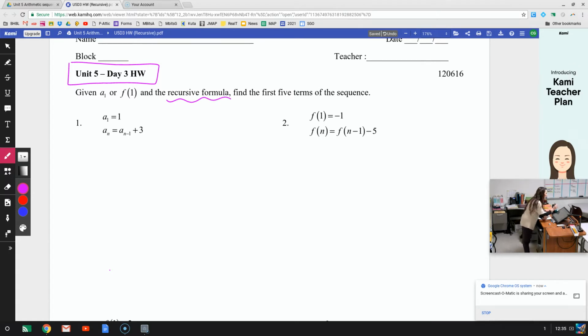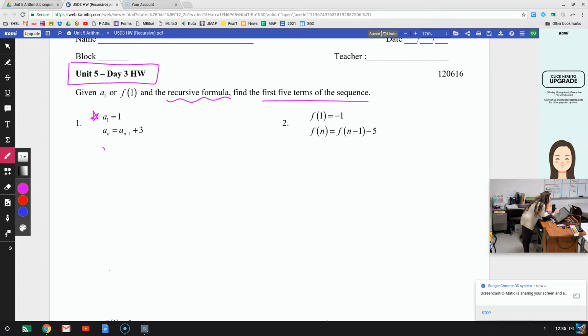So a recursive formula, remember, needs to have a starting term. If I don't know where to start, I can't find the next term. So I know that a sub 1 is already 1, and I need to find the first 5 terms of the sequence. So I need to find 4 more terms.